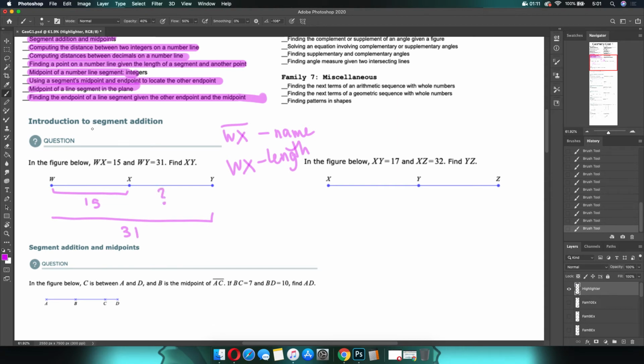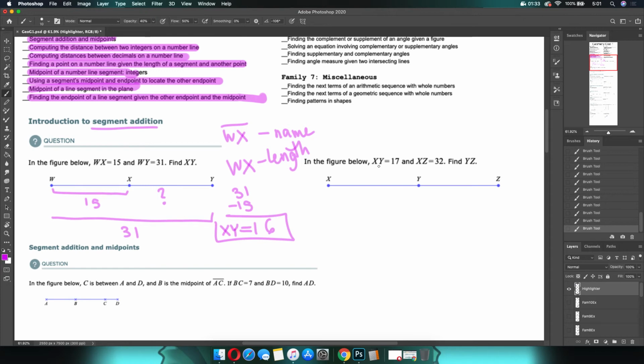That is what segment addition does. You're taking a small segment plus a small segment and then linking it up to make a bigger segment. That's what all of this is about. So what we're going to be doing for this is 31 minus 15. So of course the length of XY equals 16, and we're done.